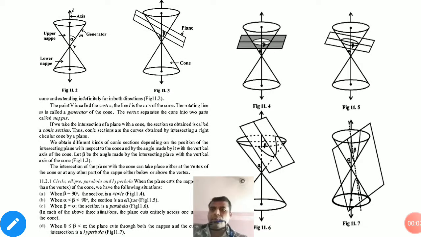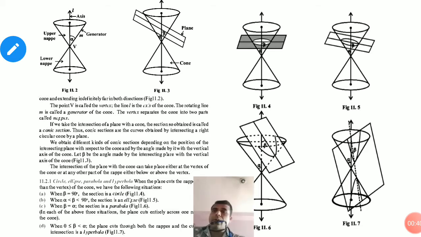Hello everyone. In this video I am going to explain how you will generate ellipse, parabola and hyperbola by the intersection of a right circular cone and a plane. You can see that this is a right circular cone and this is a plane. When these two intersect each other, you can get the sections of ellipse, parabola and hyperbola. You have to understand how you will find the parabola, ellipse and hyperbola.